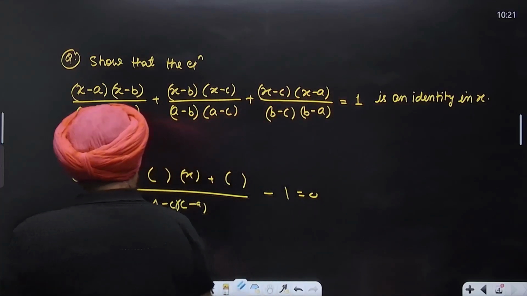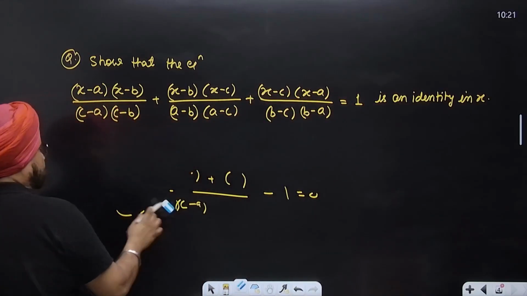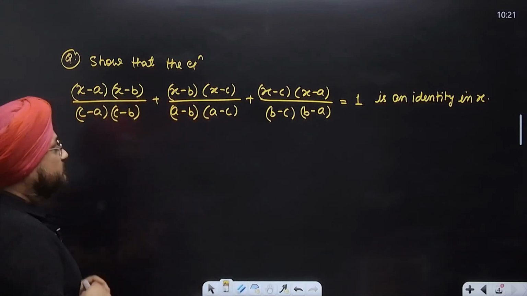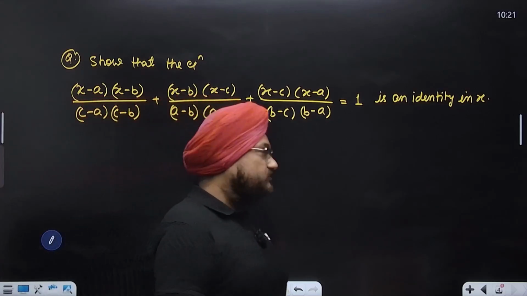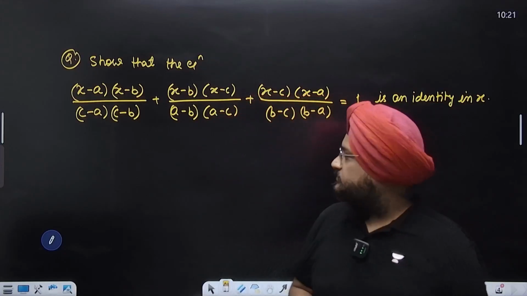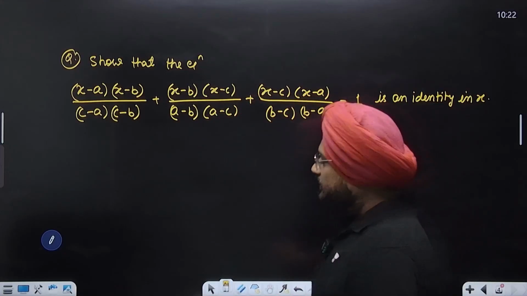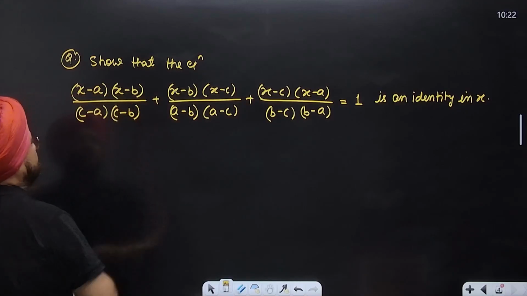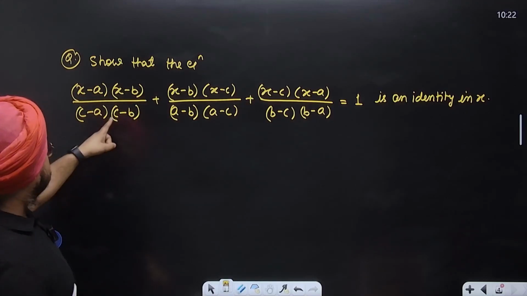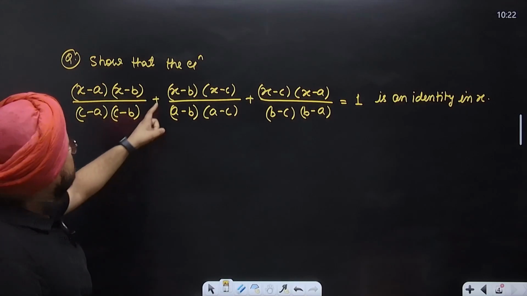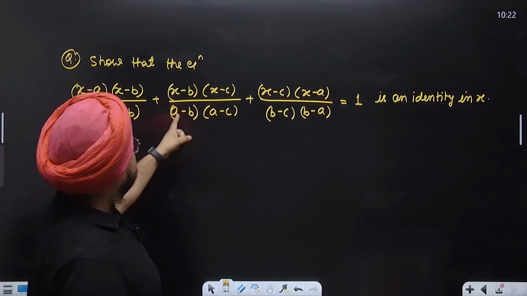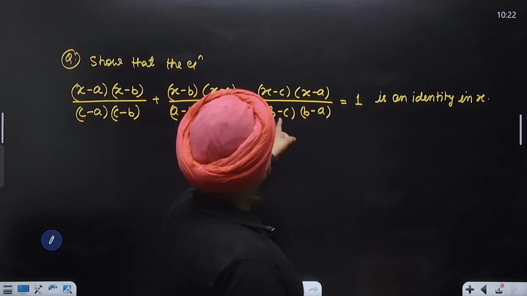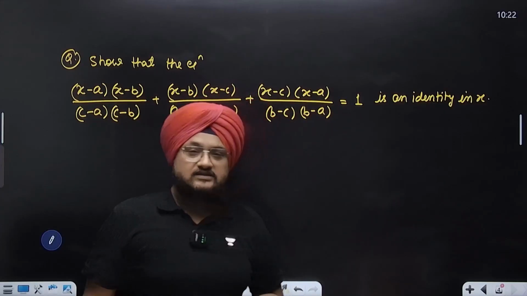Let's go for a smaller, quicker method to solve this question just by observation. Just by observation, how can we approach? See, in this question, x minus a, x minus b, and the denominator is c minus a, c minus b. X minus b, x minus c, denominator is a minus b, a minus c. X minus c, x minus a, denominator is b minus c, b minus a.